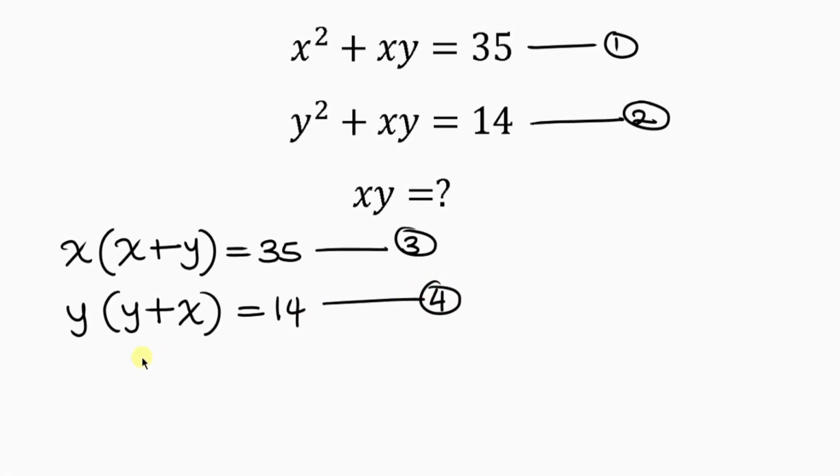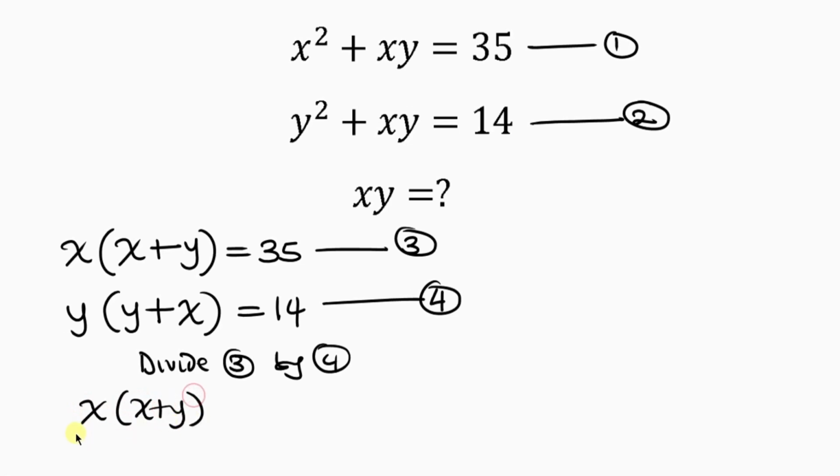Now our next step will be for us to divide equation 3 by equation 4. So equation 3, on the left hand side I have x times (x plus y), then divide by the left hand side of equation 4, which is y times (y plus x). This is equal to the right hand side of equation 3, 35, divided by the right hand side of equation 4, 14. Now notice that x plus y and y plus x are the same, so when they divide it results to 1.